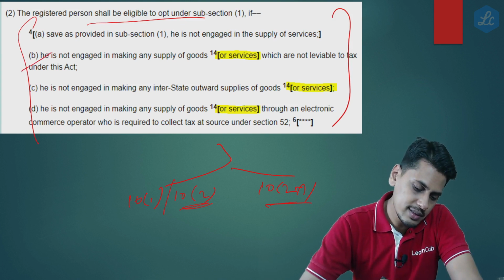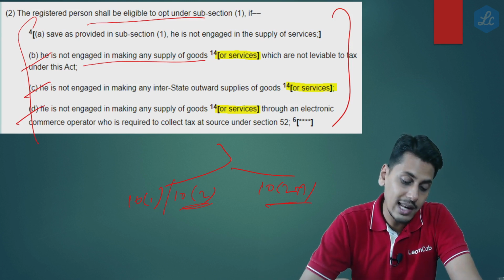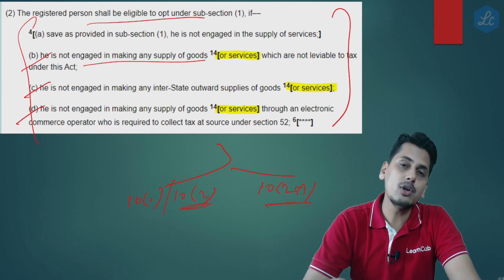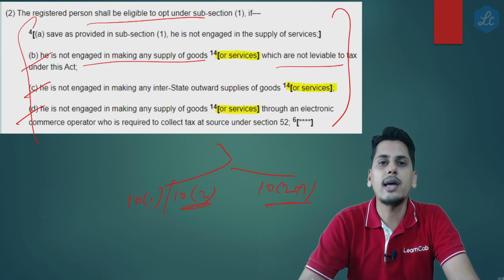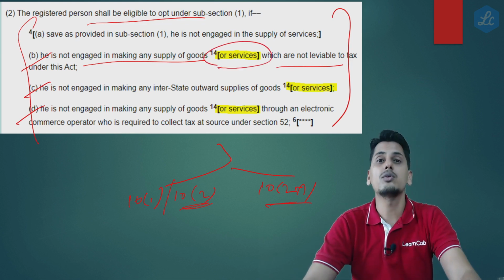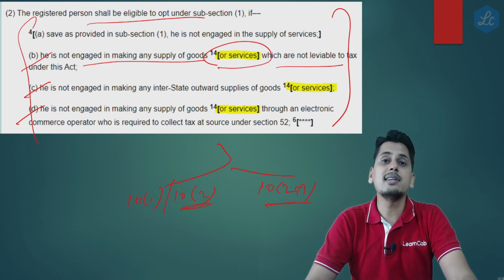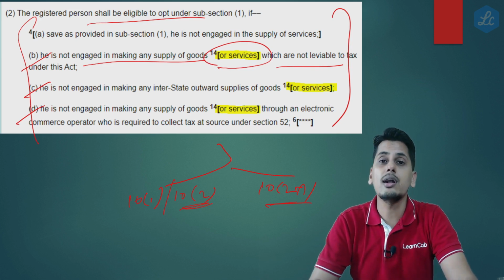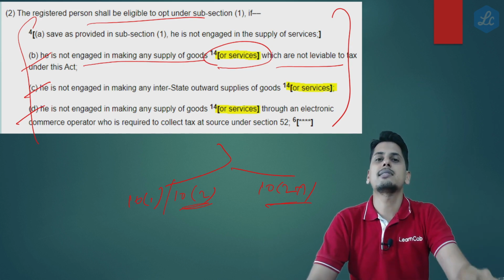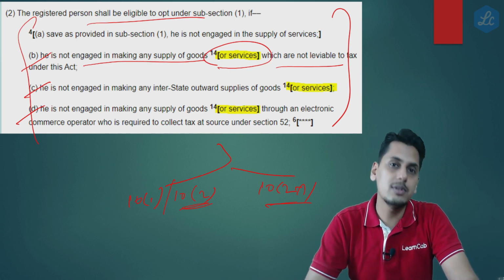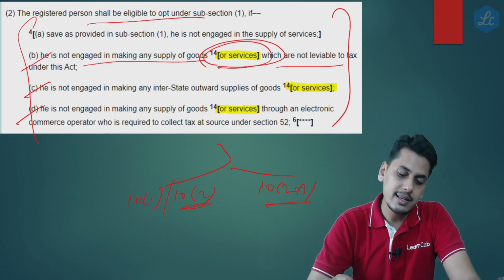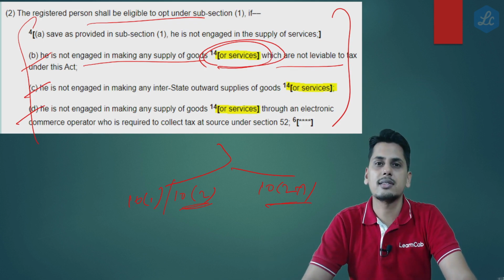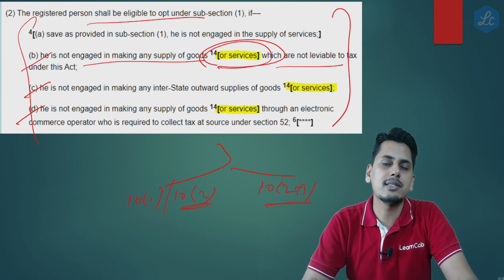Let's have a look at the highlighted words. Point number B, C and D. If he is not engaged in making any supply of goods or services which are not leviable to tax under this Act. Friends, prior to the amendment, the condition was that he should not be engaged in supply of goods which are not leviable to tax under this Act. The amendment has included the word services. So now, friends, if a person is engaged in making any supply of services which are not leviable to tax, which means non-taxable supply of services, a person would not be in a position to opt for the composition scheme of 10 subsection 1. Friends, what do we mean by supply of services which are not leviable to tax under GST? It is basically a non-taxable supply of services.